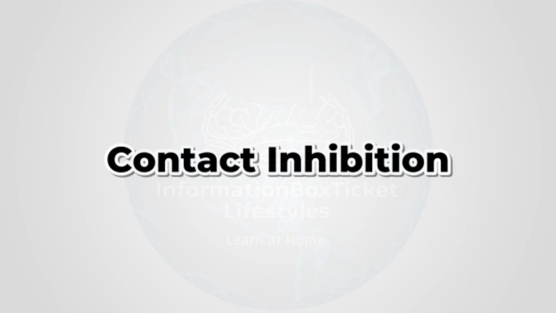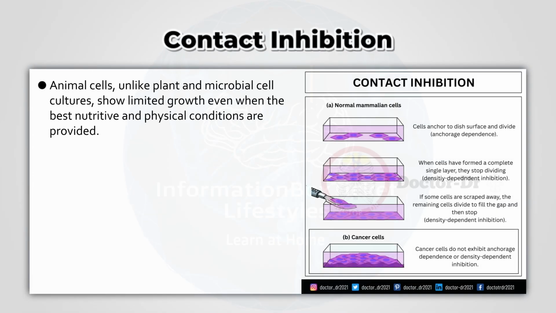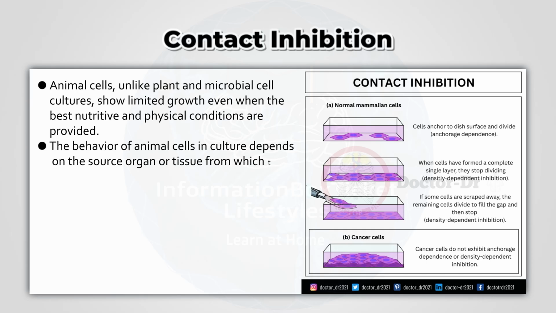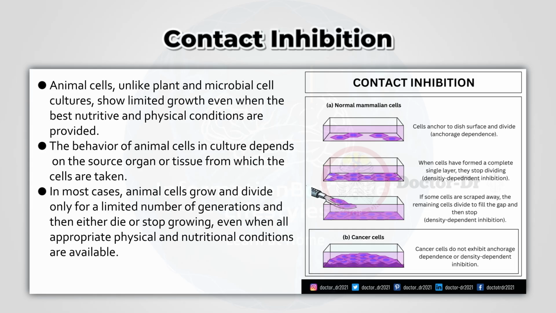Contact inhibition. Animal cells, unlike plant and microbial cell cultures, show limited growth even when the best nutritive and physical conditions are provided. The behavior of animal cells in culture depends on the source organ or tissue from which the cells are taken. In most cases, animal cells grow and divide only for a limited number of generations, and then either die or stop growing, even when all appropriate physical and nutritional conditions are available.